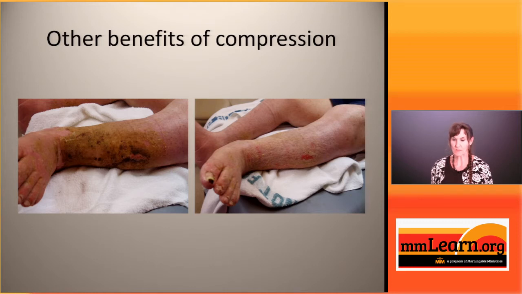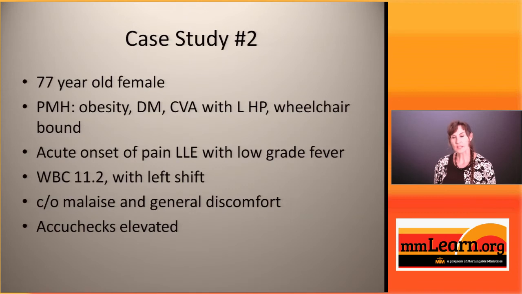So compression can be extremely beneficial for these patients. So case study number 2. Here we have a 77-year-old female. Her history is significant for obesity, diabetes. She has a history of a stroke or CVA with left hemiparesis. She's wheelchair bound. She had an acute onset of pain in her left lower extremity with low-grade fever.